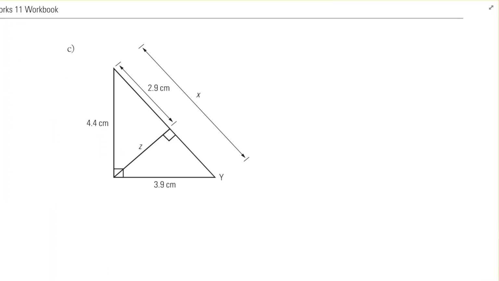Okay. All right, for this one, X is, like it shows, the total length there. Y is going to be this angle, right, the capital Y. And then Z is going to be the length from there to there. So go ahead and answer 2C now.